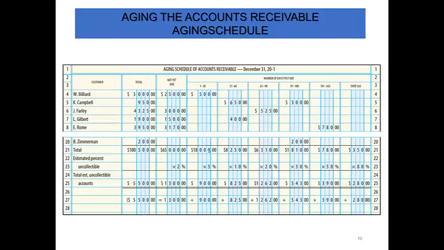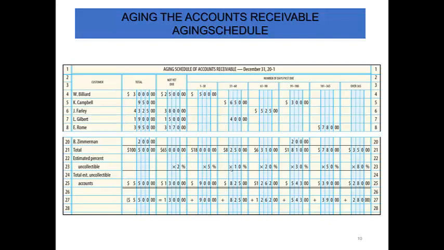And then we're going to apply a percentage to each category. For example, the accounts that are really old, those that are over a year past due, we're going to assume that we will not collect 80% of that balance. On the other hand, the column that's not yet due, we've got here $65,000 that's not due. We're only going to assume that we will not collect 2% of $65,000.